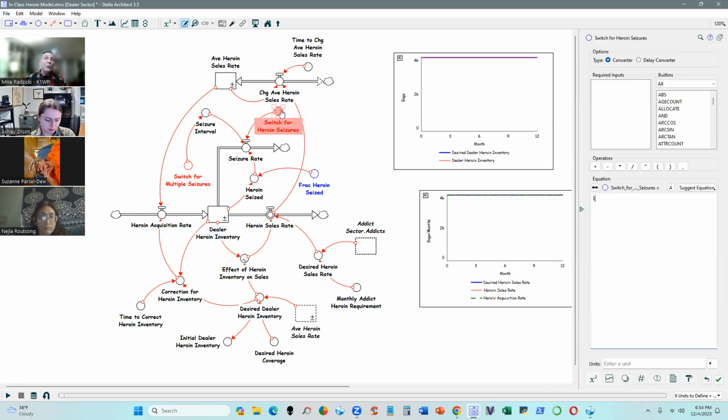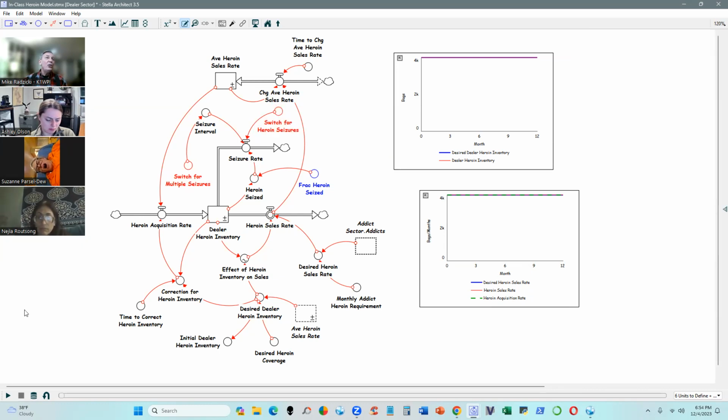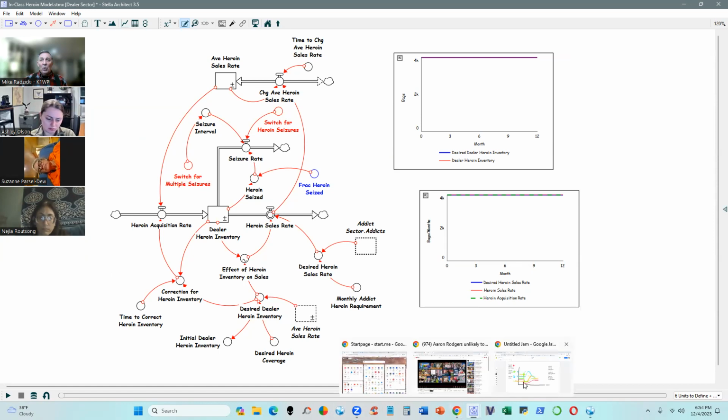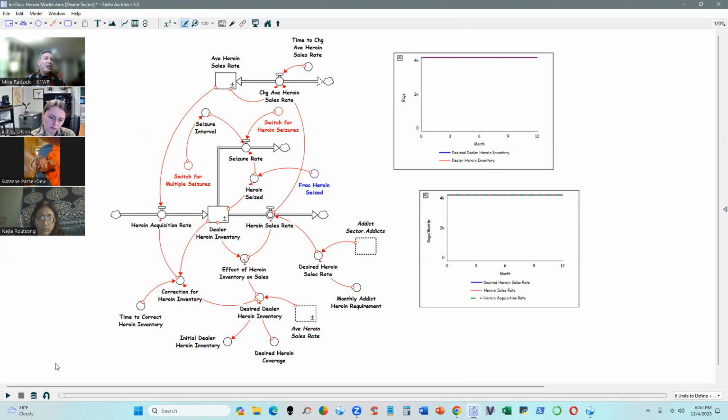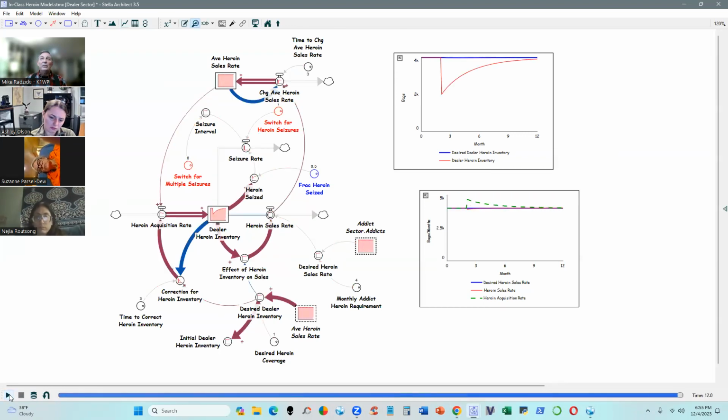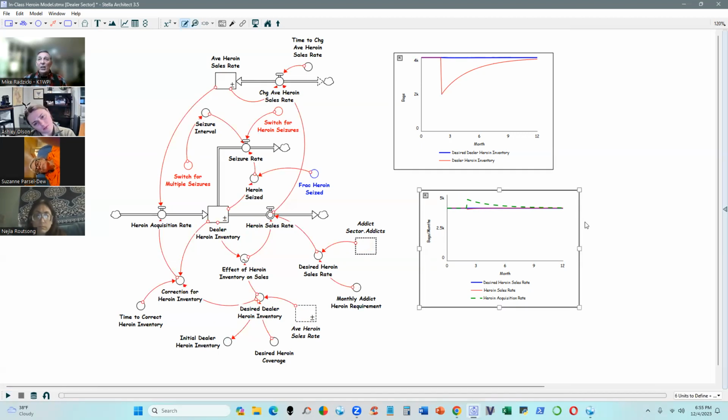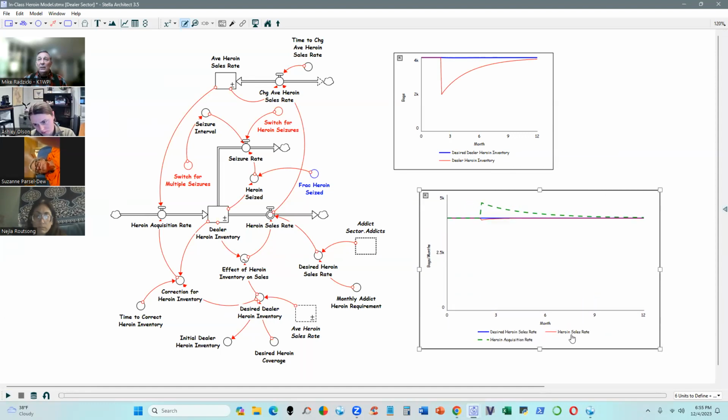Let's turn on the seizures, and I made that a 1. We should just have one seizure now, and hopefully it'll look something like this. We don't have heroin price in here yet, or crimes, but at least the seizure rate and the inventory. So that would give us some indication that we're hot on the trail. Okay. So what do we have here? We had the sales rate, right?